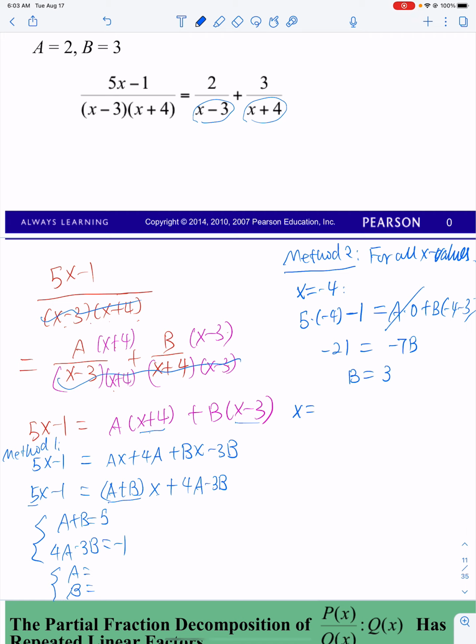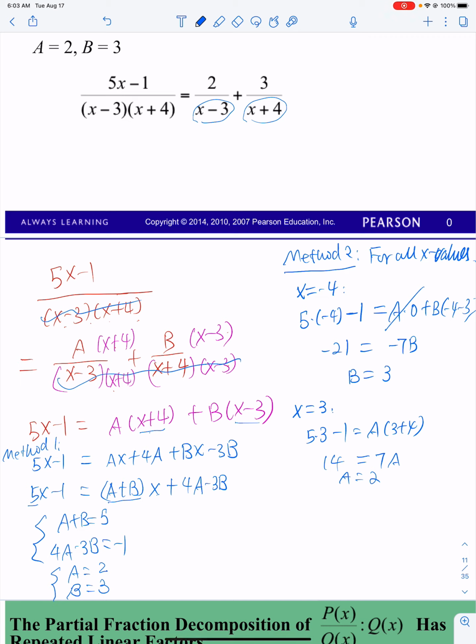For the second one, you wanted this one to be 0, so x equal to 3. Whatever you have, 5 times 3 minus 1 is 14, equal to A times (3 plus 4), so 7A equal to 14. What will be A? 2. So when you do this, A is equal to 2 and B equal to 3.